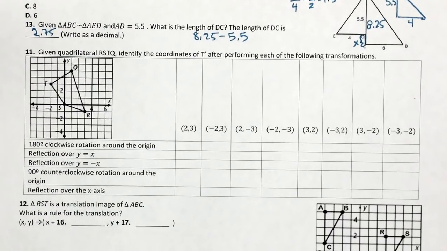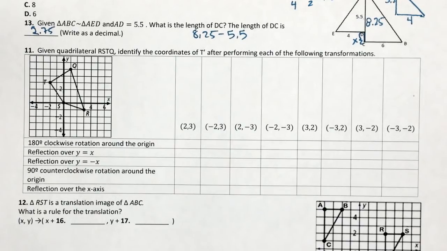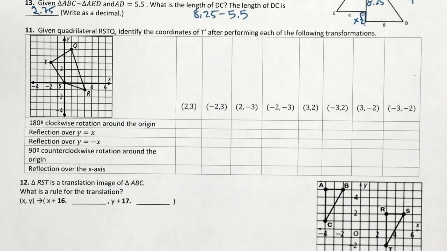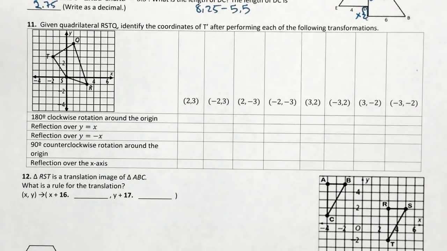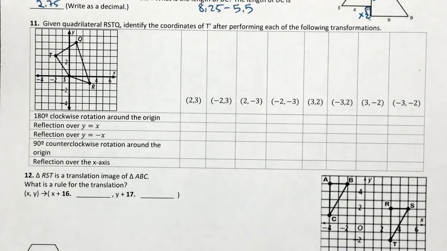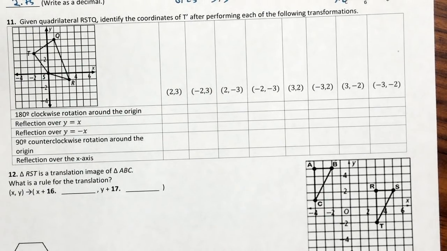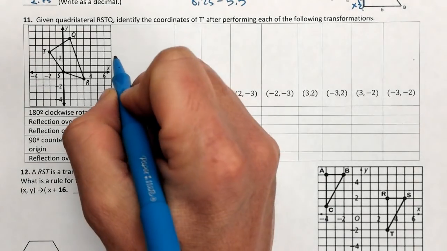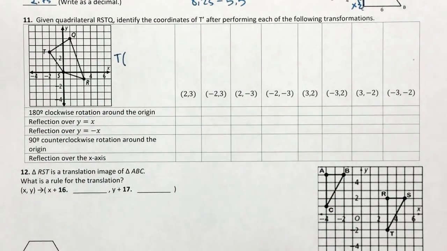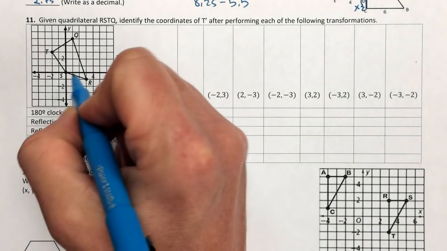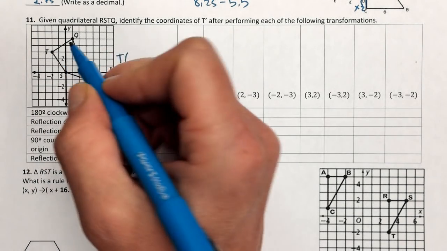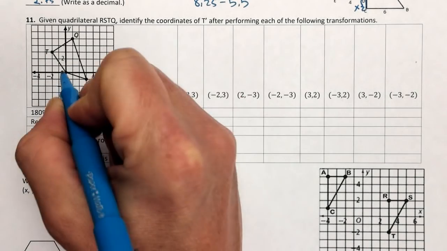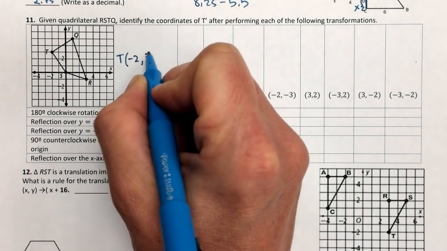Given quadrilateral RSTQ, identify the coordinates of T prime after performing each of the following transformations. Okay, 180 degrees clockwise rotation around the origin. All right, so you can either think about your rules, or you can move your paper, however you do it. So our T coordinate is -2, 3.